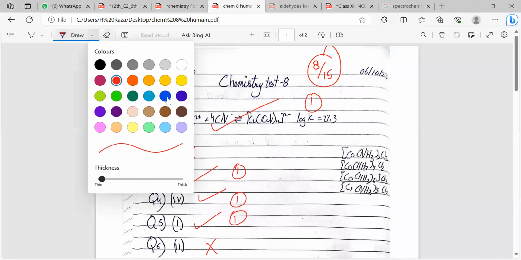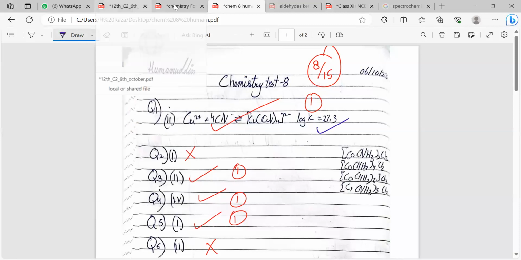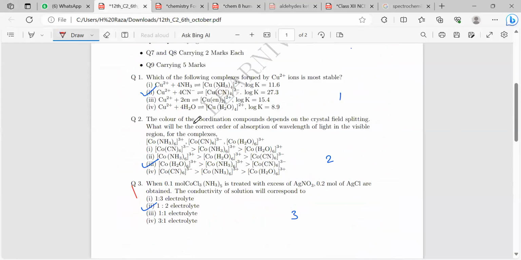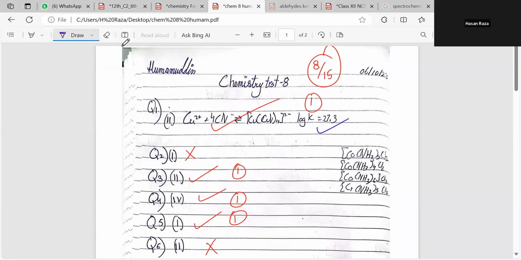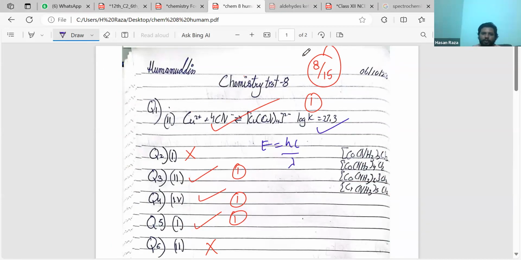Okay. So Homam, I wanted to ask you, this is correct. Question number 2, you have done wrong. And question number 2 is very easy. As you can see, the color of the coordination compounds depends upon what. So basically, you know, Homam, energy is inversely proportional to wavelength. E is equal to hc upon lambda. Okay. So we needed to do it in the form of wavelength. So the one which has less energy will have more wavelength. Are you getting my point? Yes or no, Homam? Yes, sir.